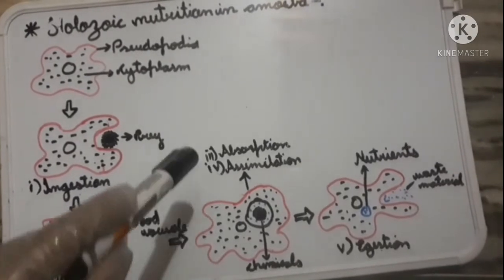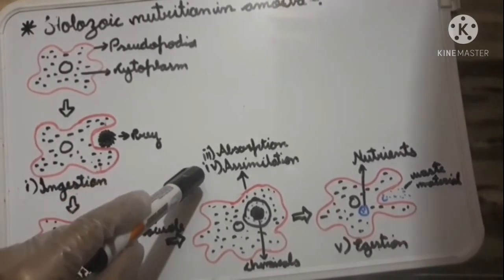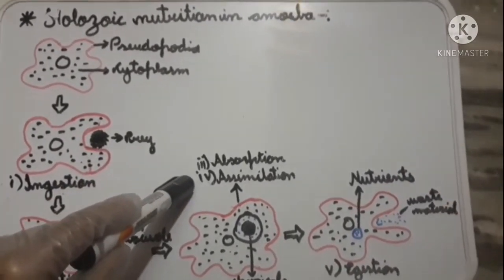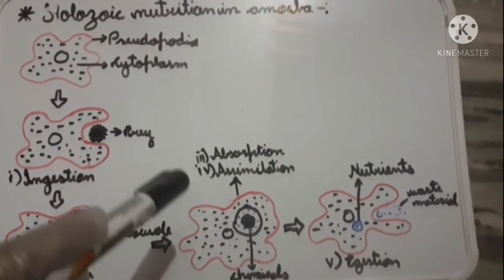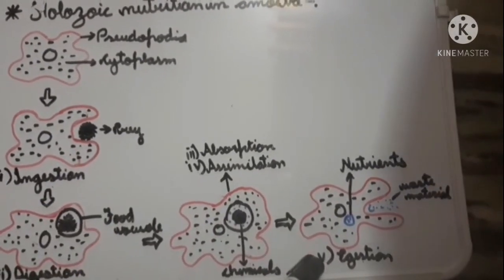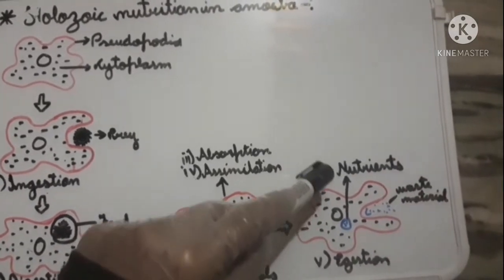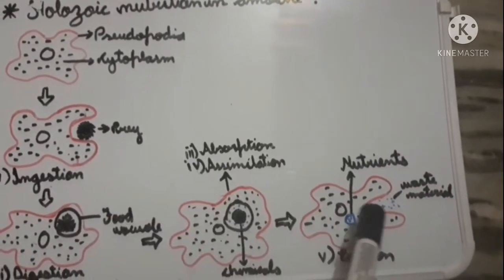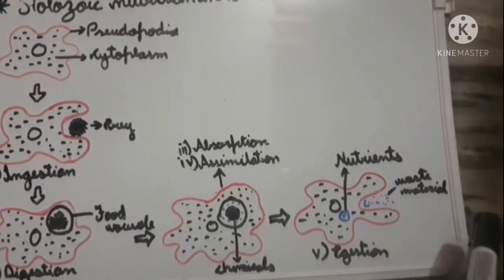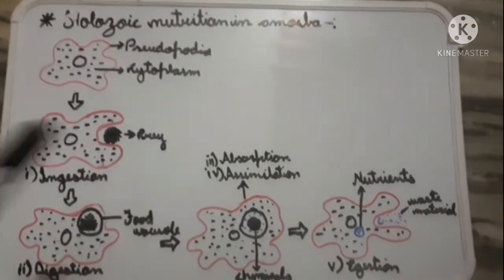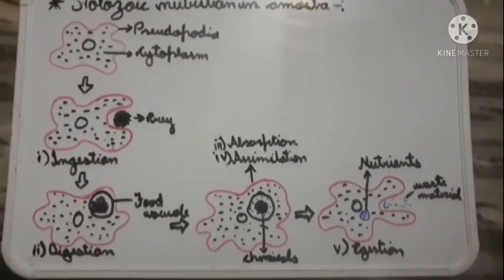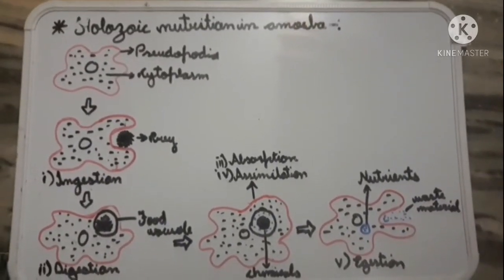Now, third and fourth is absorption and assimilation. In these processes, the food vacuole inserts chemicals. Now, the fifth process is egestion. The nutrients are absorbed and the waste materials are excreted out of the body. Now this is holozoic nutrition in amoeba.